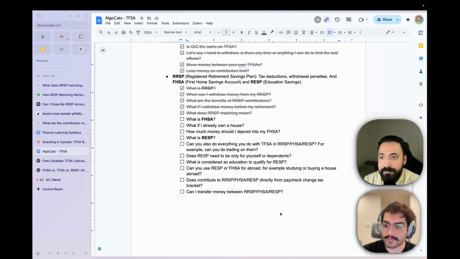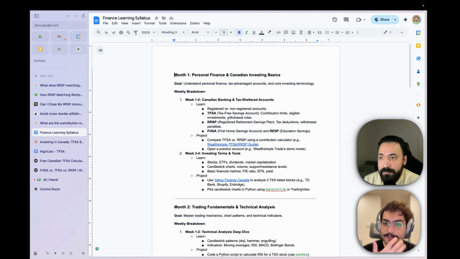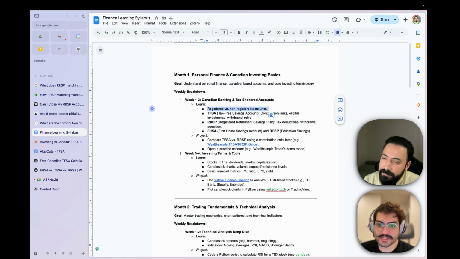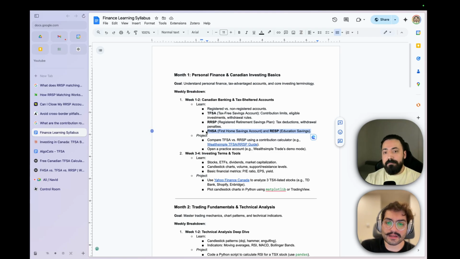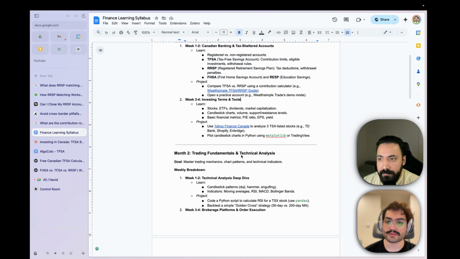Let's look quickly at where we are in the syllabus. Although it was week 1 to 2, we are following the order, not the week exactly. So over here we know registered versus non-registered, the TFSA, the RRSP, and next time we're going to look at FHSA and RESP and other accounts, and then we're going to move into learning about investing terms and tools and everything like that.